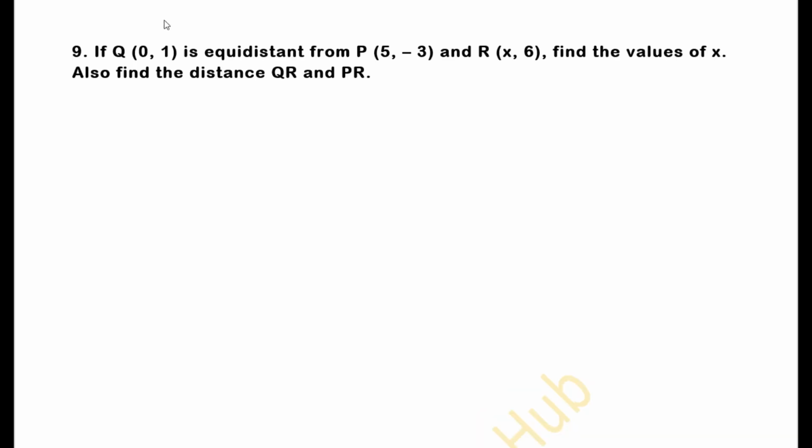Students, now moving to next question, ninth question. If Q of 0 comma 1 is equidistant from the point P of 5 comma minus 3 and R of x comma 6, find the values of x. Also the distance QR and PR.